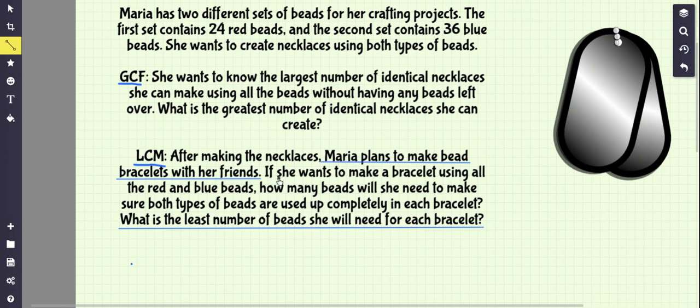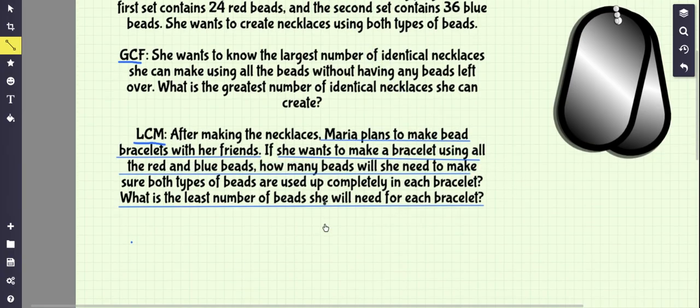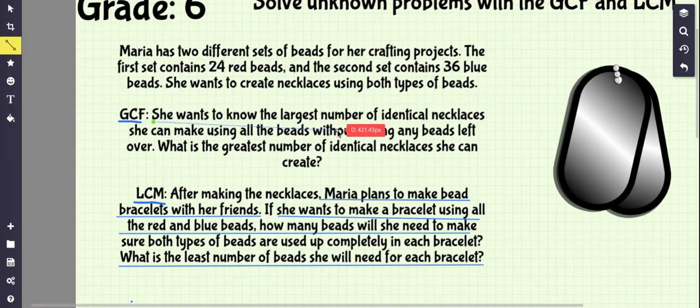Now, if she uses the same beads, using all red and blue beads, how many beads would she make? Basically, the whole passage is highlighted. In the GCF part, she wants to know the largest number of identical bracelets she can make using all the beads without having any beads left over. So basically, we're just finding the GCF. So highlight the entire problem too. She has two different sets of beads for crafting projects. The first set contains 24 red beads. The second set contains 36 blue beads.